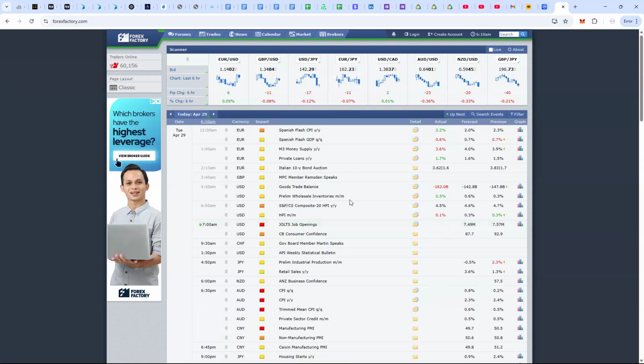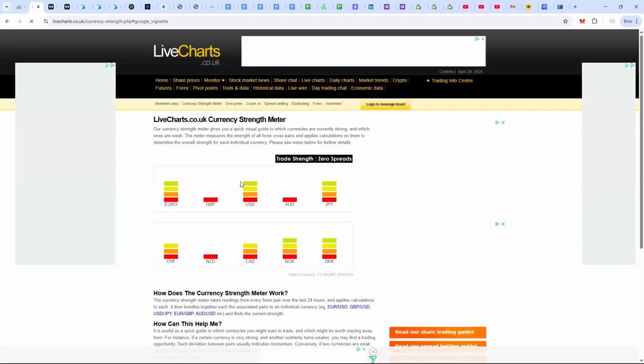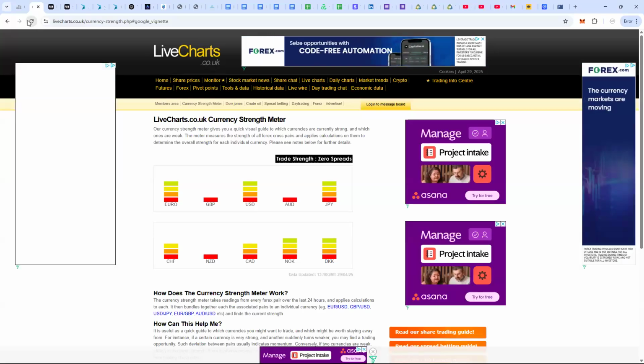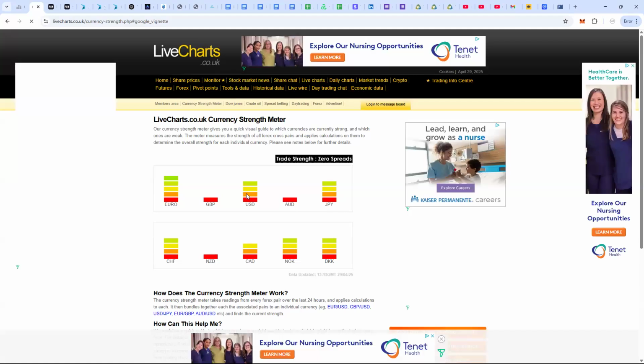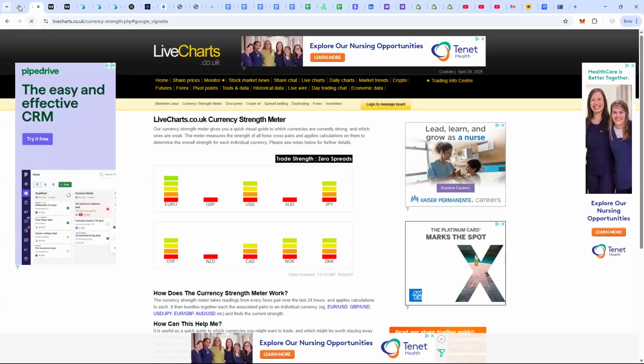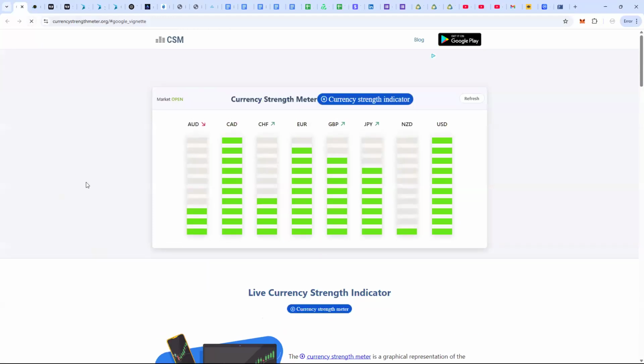So let's see here. And they've been saying that the USD has been just getting crushed. So let's see, USD. Let's refresh it and see. So USD has 4 right now. So it looks like it's beating Great Britain. Let's see on this one.